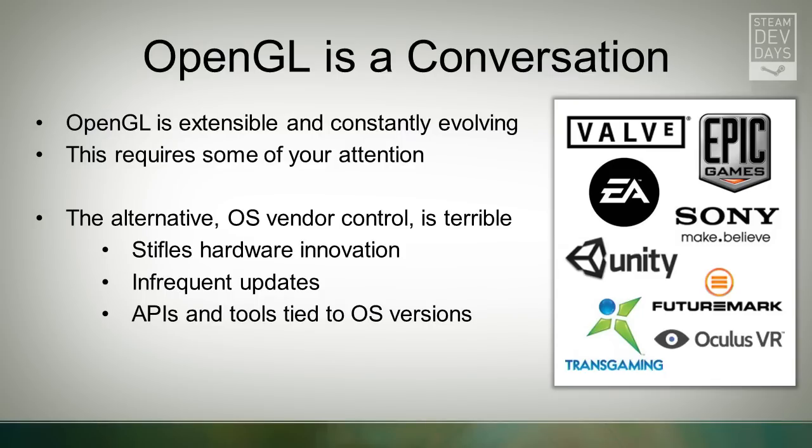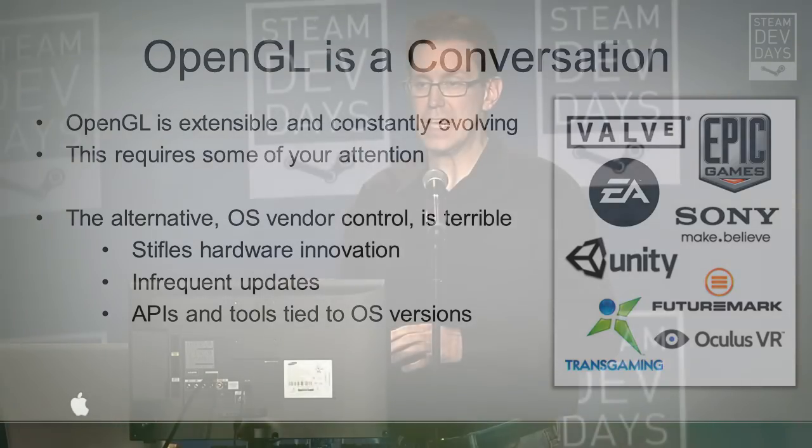All right, so I just want to send you off with a couple of quick ideas here. First of all, OpenGL is a conversation. It's extensible. It's constantly moving. This does require some of your attention, however. You don't just get to wait for the twice-a-decade API handed down to you from Redmond that you don't get to actually iterate on. GL is a different beast from that.